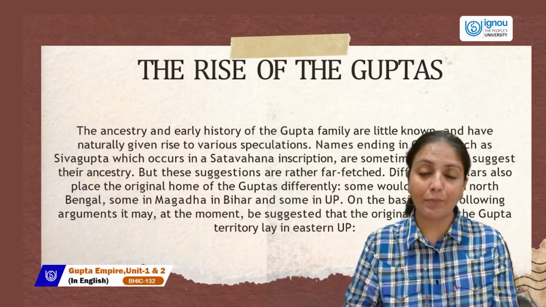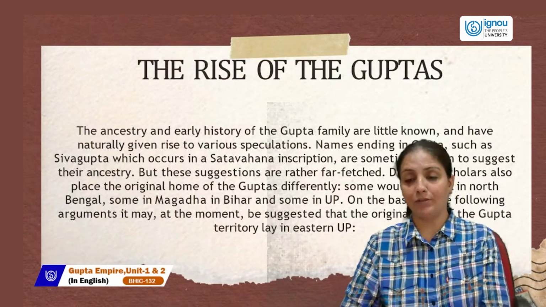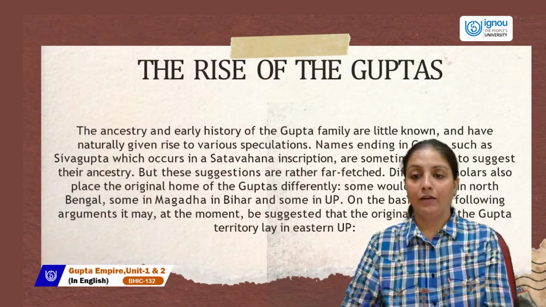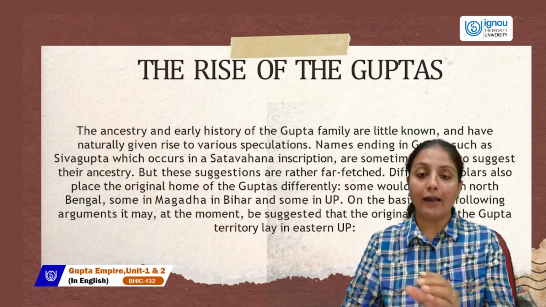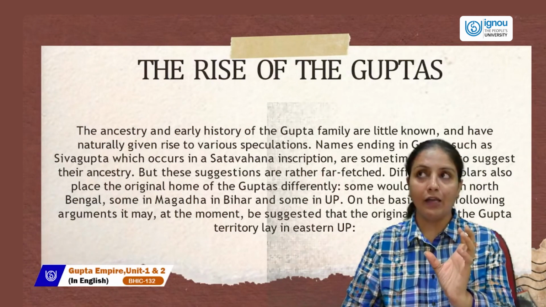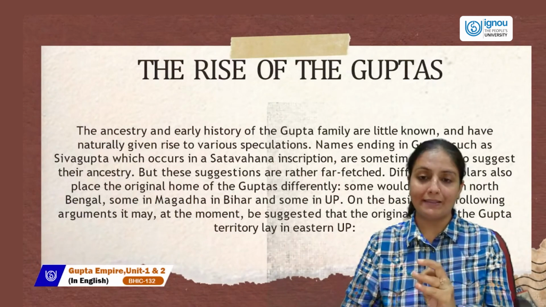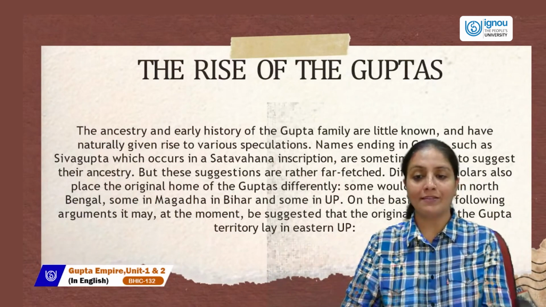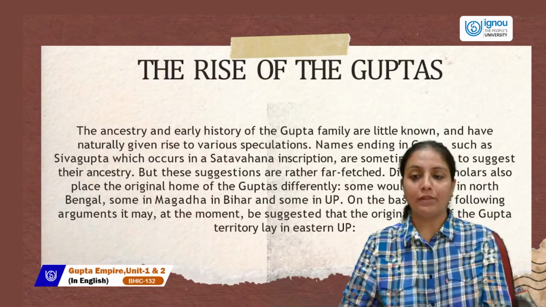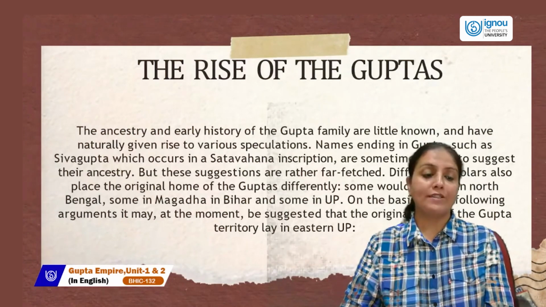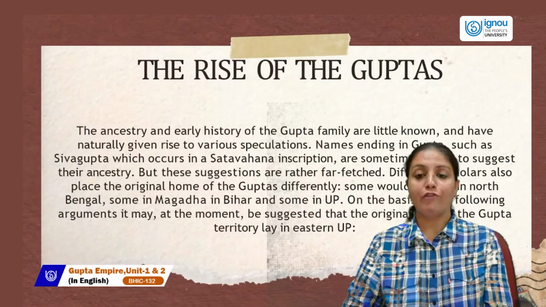Do you know what an inscription is? In our earlier class, we discussed inscriptions. Ashoka had started writing down inscriptions. Inscriptions are written material on caves, stones, bricks, on hard surfaces. Satvana inscriptions are sometimes taken to suggest their ancestors, but these suggestions are rather far-fetched.